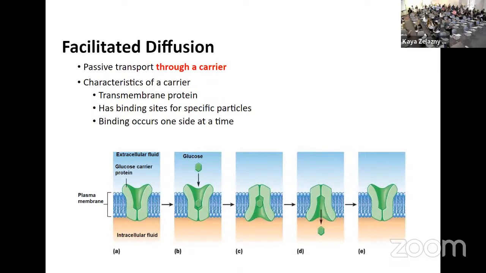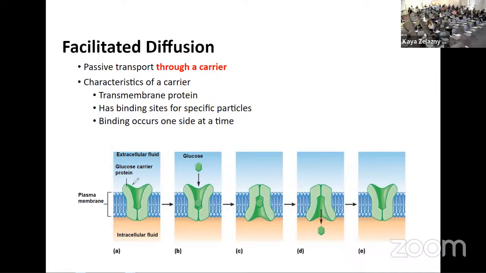Facilitated diffusion is still passive transport. So it's still going in the direction that we want to go, and we don't have to put in energy. But now we're talking about something that can't get across the lipid bilayer on its own. So it's something that's too big or it's not lipid soluble, right? So something polar or something with a charge on it. So in facilitated diffusion, we're going to need membrane proteins because we can't go directly through the phospholipids.